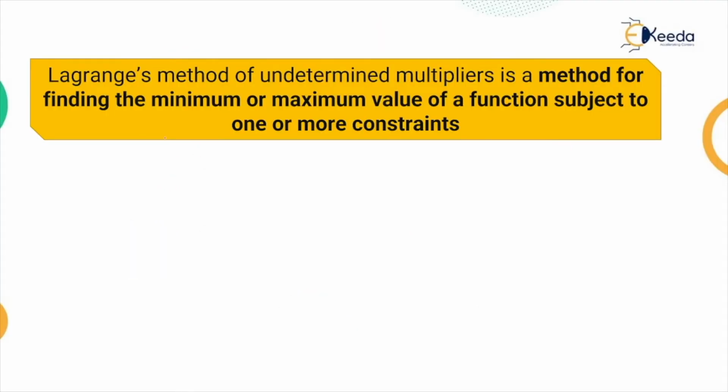When we think about this method, there is a question in your mind: what is Lagrange's method? This is the method of undetermined multipliers, and by using this method we have to find the maximum and minimum of a function. Lagrange's method of undetermined multipliers is a method for finding minima and maxima, that is, the minimum and maximum value of a function subject to one or more constraints.